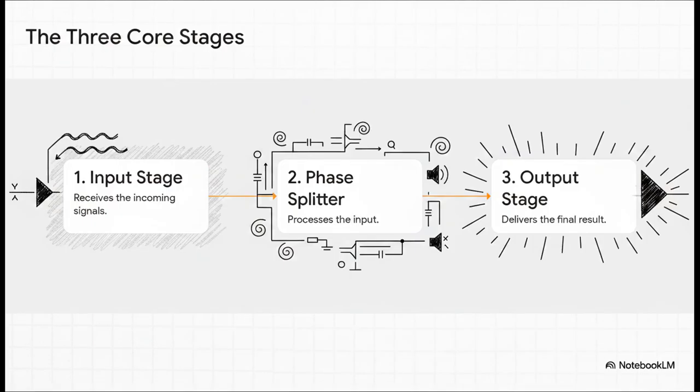Okay, let's break it down. A typical TTL circuit is built in three main parts. First, you've got the input stage. That's what grabs the signals. Then there's a phase splitter, which kind of processes that input. And finally, the output stage, which, you guessed it, delivers the final result.